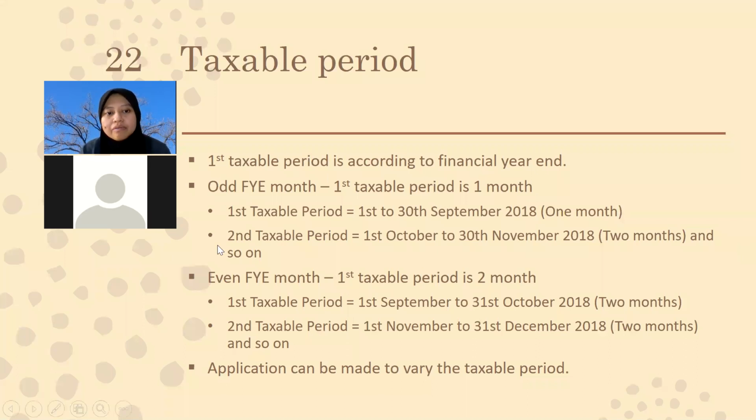For if your accounting year ends in odd months, the first taxable period at that time in September is only 1 month. After 1 month, they have to submit the tax return form, and afterwards, it's back to the 2 months period: October, November, and then December, January, and then February, March. So application can be made to vary the taxable period. Let's say you don't want 2 months, you want 4 months, or you want 1 month. That one you have to submit application to the Director General. They can allow that if you have reasonable basis.